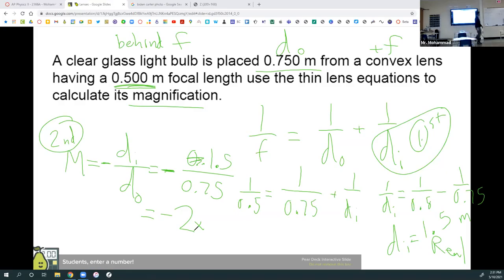Let's do one more, and then I'll briefly talk about the eye. Let me see which one I want to do. I think I might have, oh, I just had one more calculation.